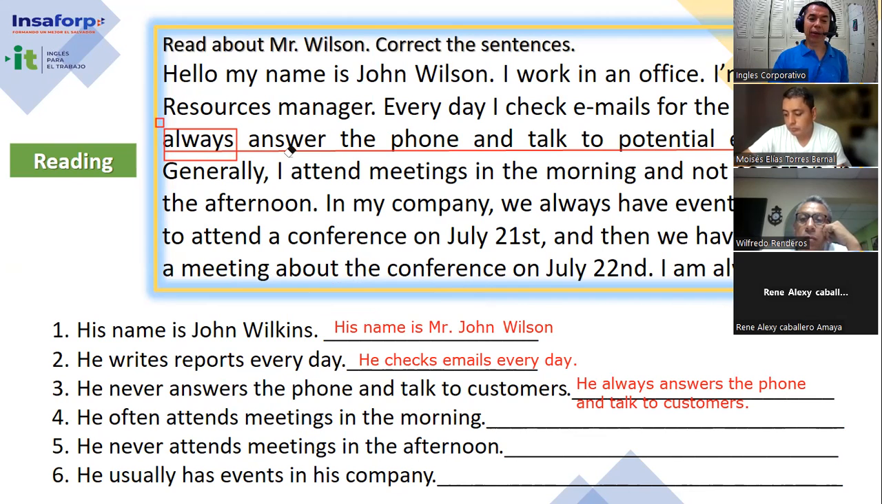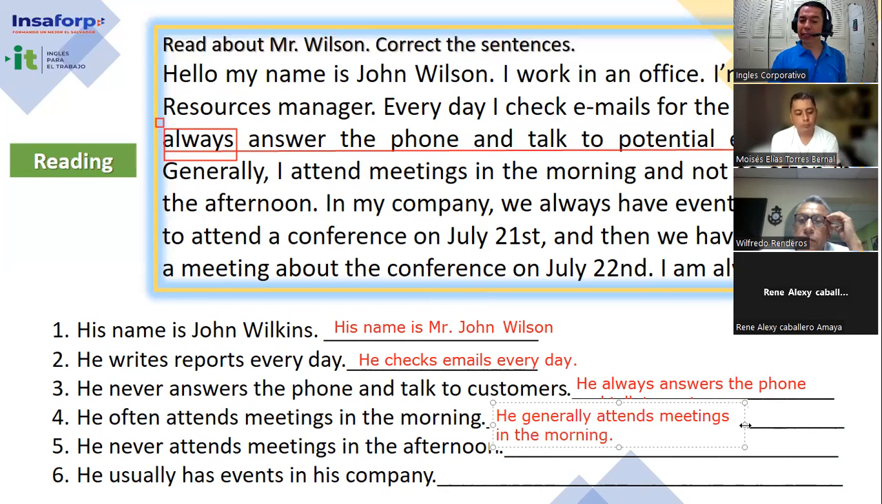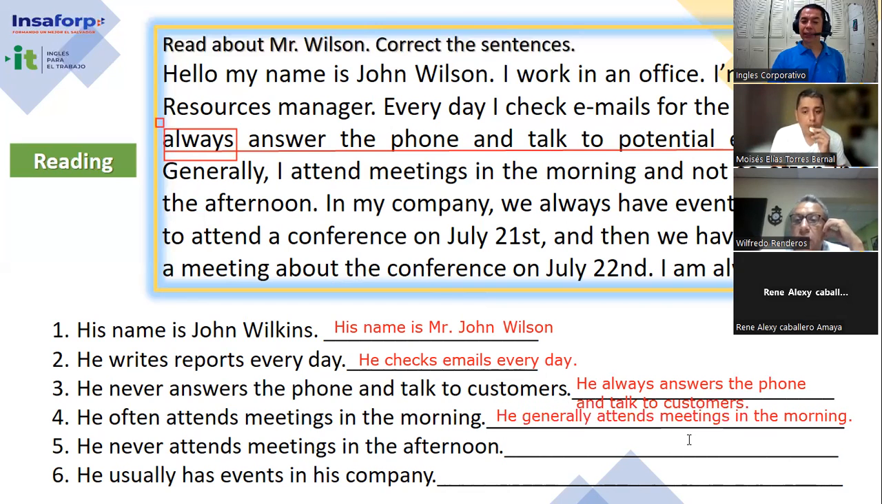Instead of saying he often attends meetings, we're going to say, Wilfredo, he generally attends meetings in the morning, right? Wilfredo, I don't know if I confused you. No, it's correct. This is correct, right? Yes. So, the sentence was incorrect. Instead of putting often, we're going to put generally. Understand? Yes. Okay, good. Thank you, Wilfredo. Everybody understands? Did everyone understand this move, because it's a bit strange, right? The idea is to correct. Now, number five, please. William, please.